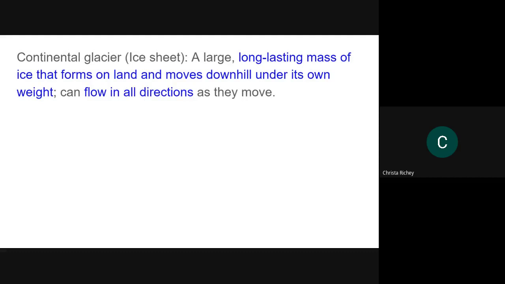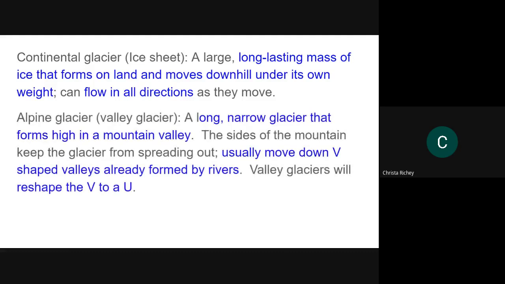Two major types of glaciers. The big, huge, ice cap kind of things, those are called continental glaciers. They're also called ice sheets. It's interchangeable. But both types of glaciers have a secondary term. The ones that are high up in the mountains, those are alpine glaciers. The continental glaciers don't have to necessarily be high in elevation. They're just going to be higher in latitude, or non-equatorial is the word that they keep on using.